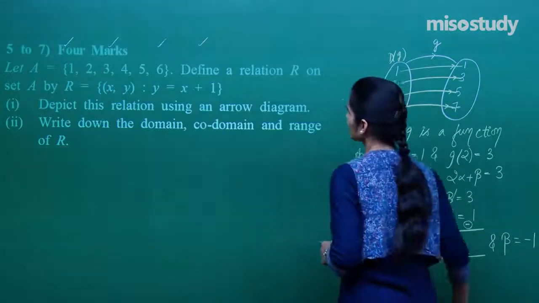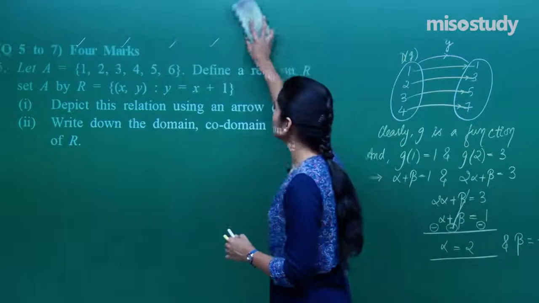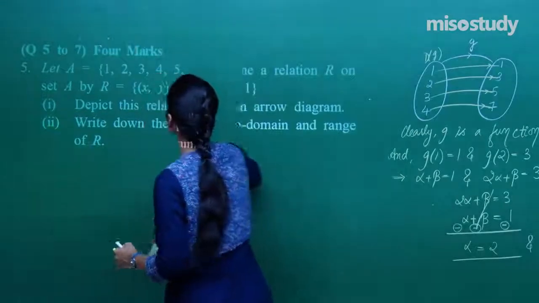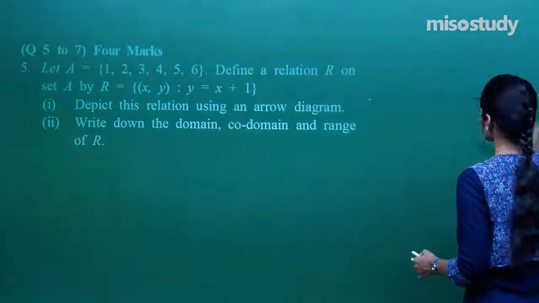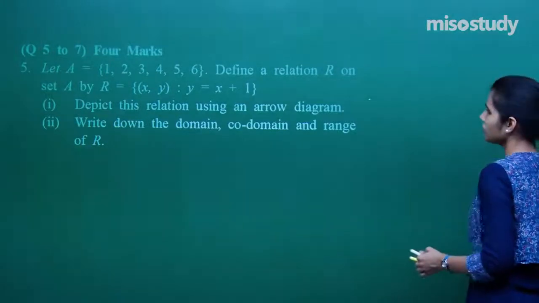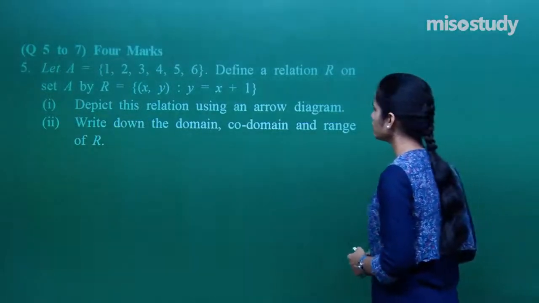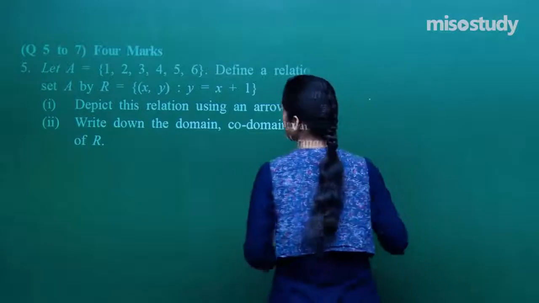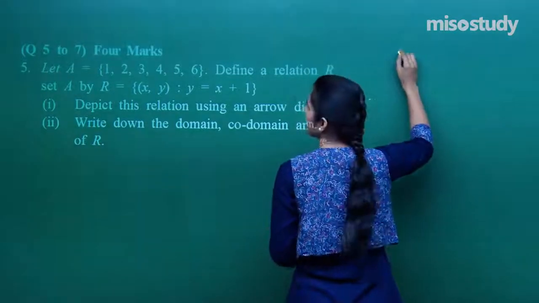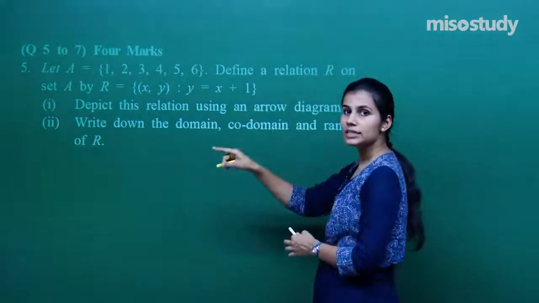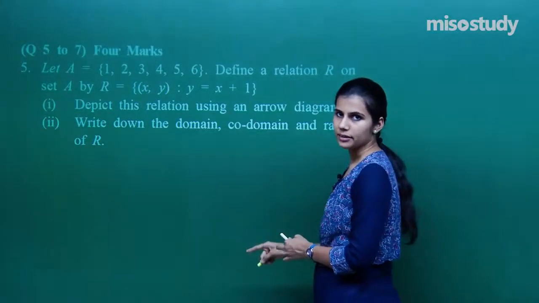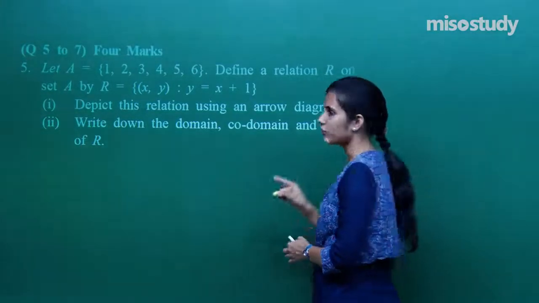Next we have A is given to be this. Define a relation R as all those ordered pairs x comma y such that y is equal to x plus 1. Depict this relation using an arrow diagram. Write down the domain, codomain and range of R. Pretty nice question. I have to define a relation R on the set A. That means A cross A. R is a subset of A cross A.